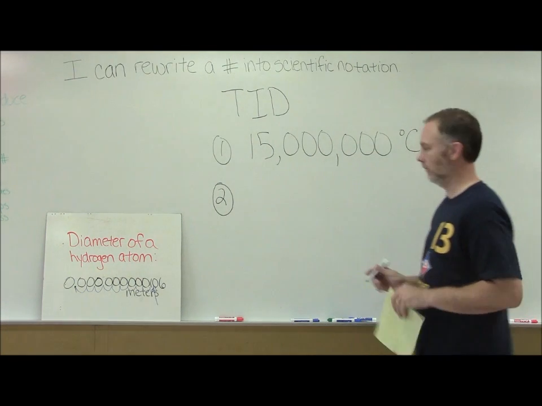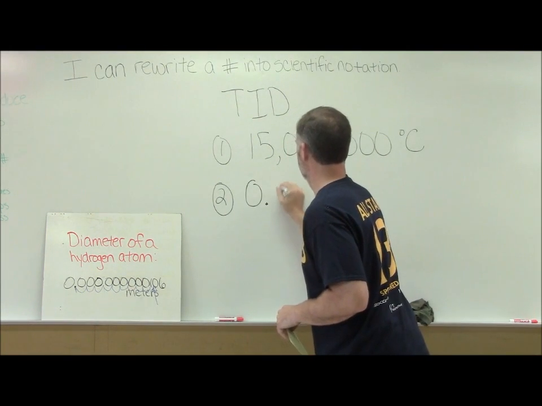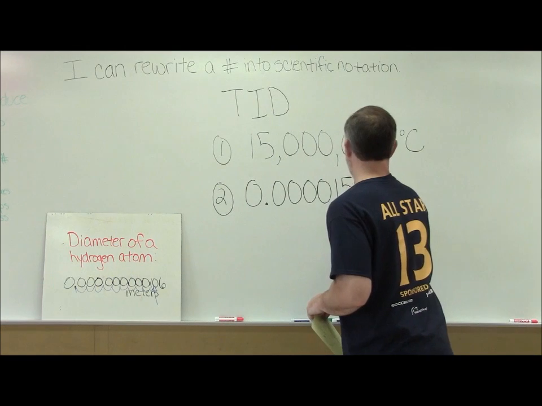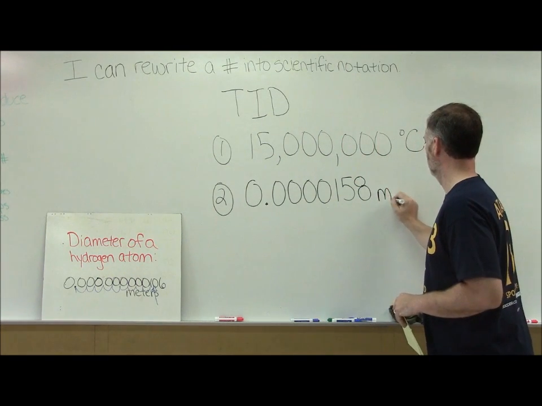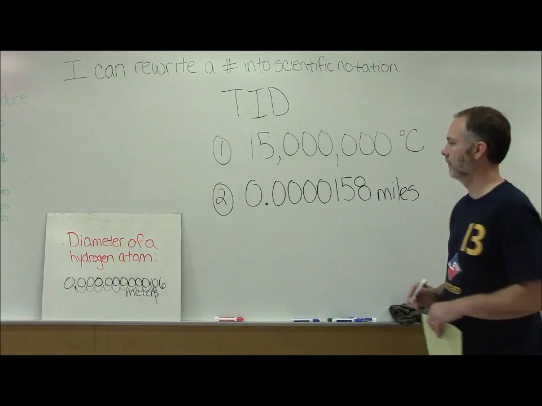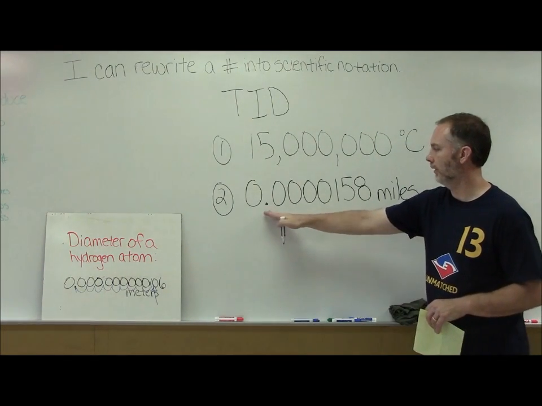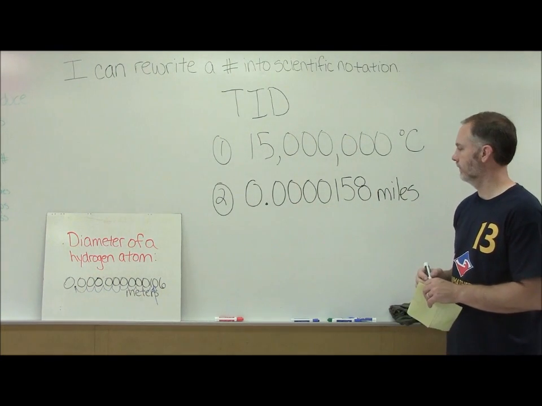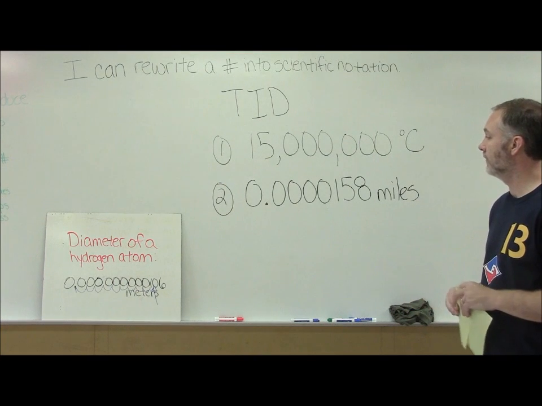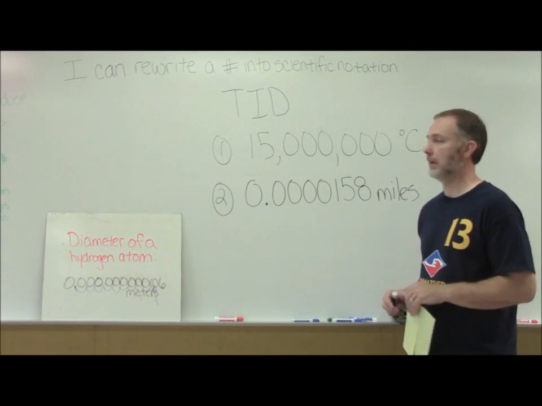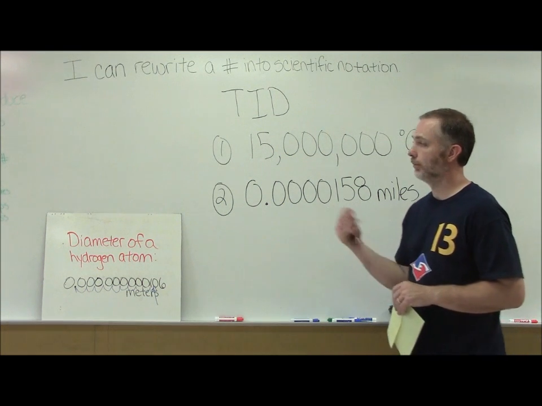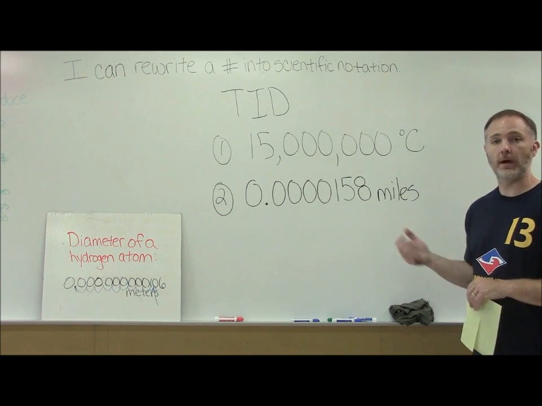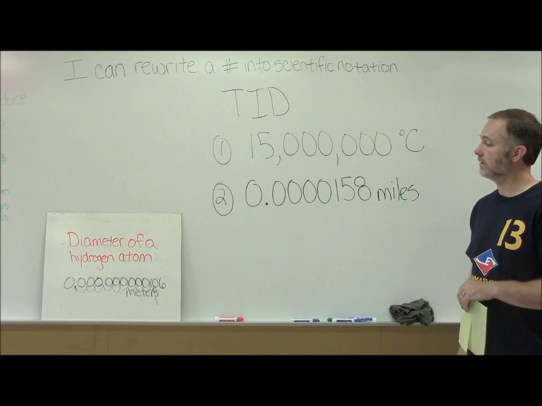Second problem, I want you to take this number, which is 0 point, and then you have 400,000,158 miles. That's how many miles are in an inch, and I want you to rewrite that using proper scientific notation. So please bring this ticket in the door, and please also bring these steps with you to class so we can practice just a little bit more and I can hopefully answer any questions.